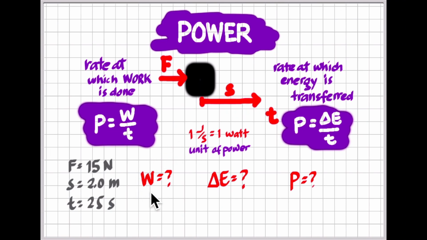Work is simply force times distance, and the directions look both rightward, so the product is simply 30 joules. For the delta E, it is also 30 joules because the work done on the object equals the change in its energy. And for the power, based on the formula, it should be just 30 joules over 25 seconds, which gives us 1.2 watts. Easy, yes? All right? Bye.